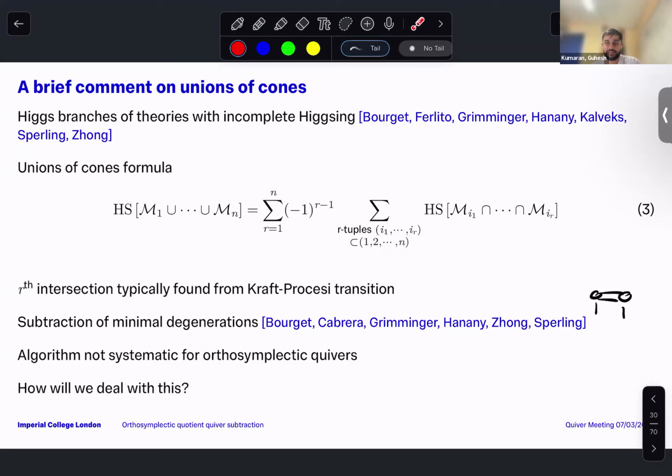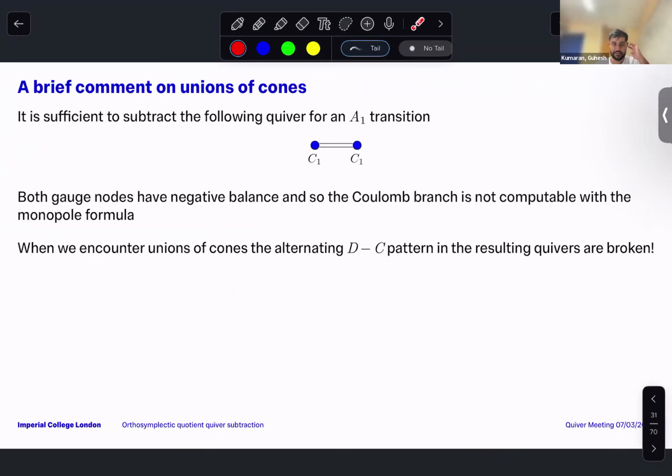So how will we deal with this? It turns out it will be sufficient for our purposes to take this quiver C1 with two edges and use this for an A1 transition. In the cases that we studied, we only found A1 transitions. You will notice that both of these gauge nodes are C1. And the point is that when we find unions of cones in this thing, the alternating DC pattern in the magnetic quiver is explicitly broken. So this is a strange thing that we'll have to live with.